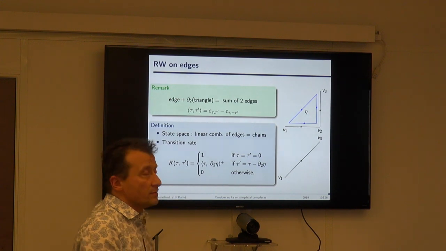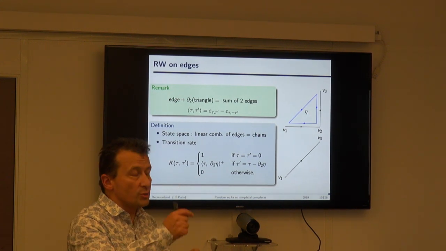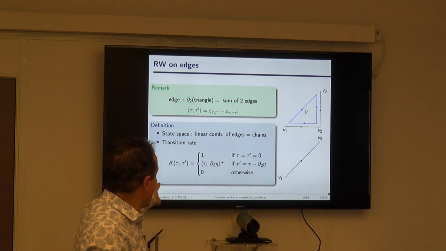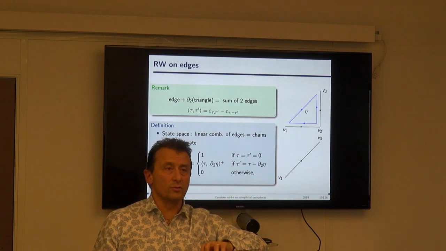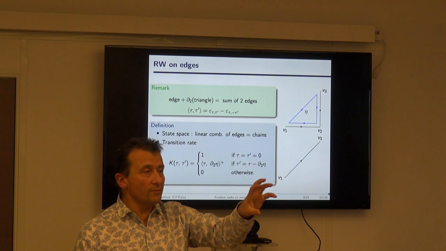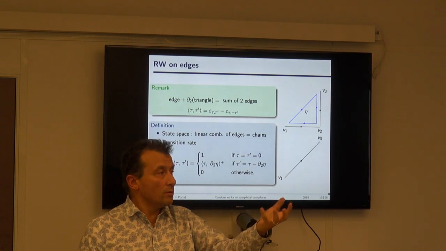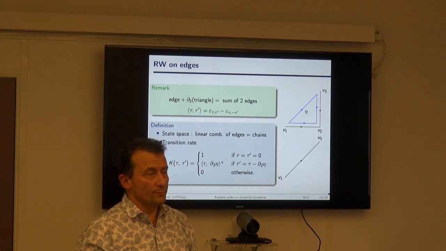But what does this transition rate mean? The plus is there to ensure that, because I count in my list of triangles all the triangles in both orientations, I keep only the triangles with the orientation which will cancel the sign of my edge.